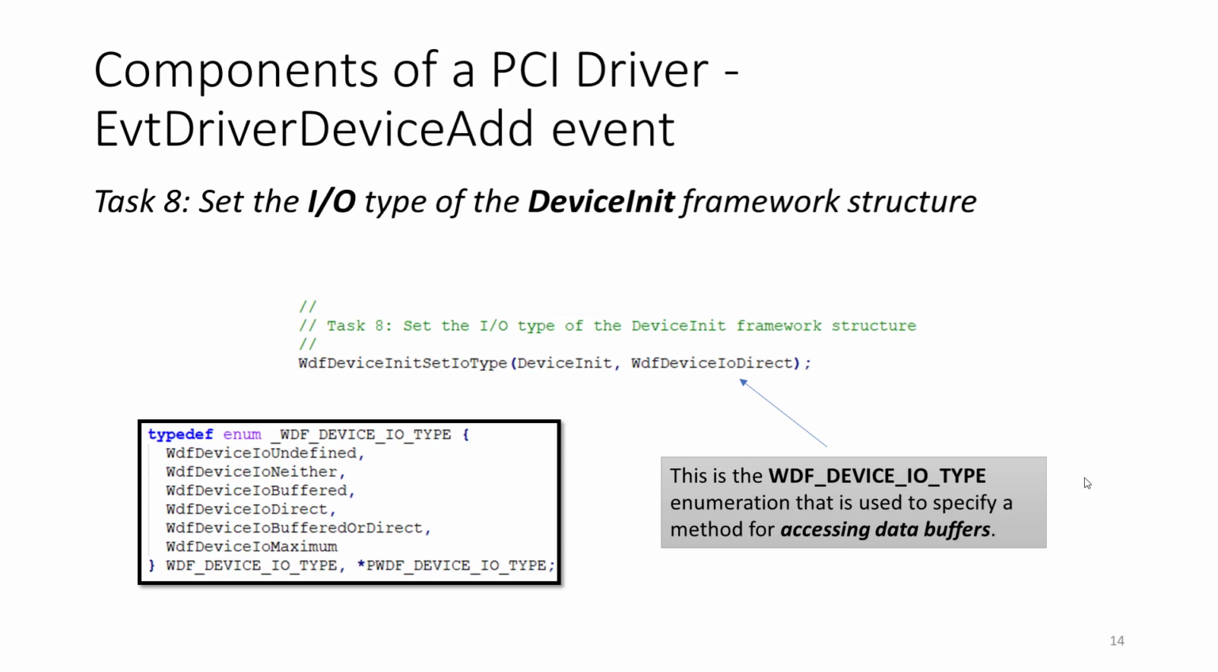As you can see, the method accepts two arguments. The first argument is the DeviceInit framework structure. The second argument is an enumeration. The provided values are undefined, neither, buffered, direct, buffered or direct, or maximum. This value defines how communication will be performed with our hardware device.